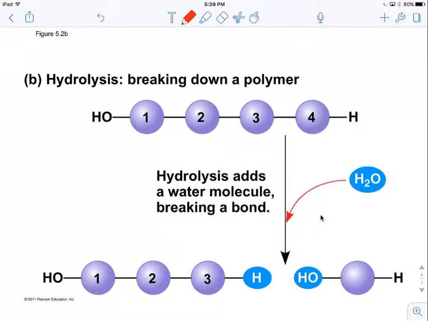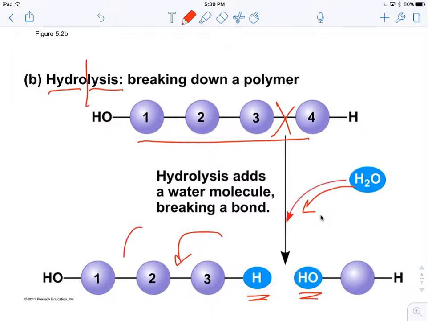To break down a polymer, you do the reverse. So hydrolysis, you break using water. So here we have a polymer. If we add water to it, the water will break the bond between 2 monomers and place back that hydrogen and hydroxyl group. Okay, and then you can continue to do this to each bond and break it down into monomers.